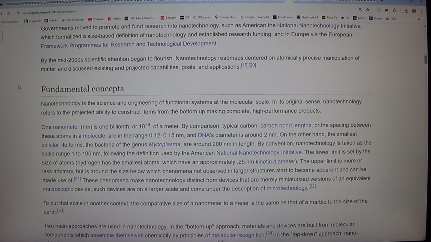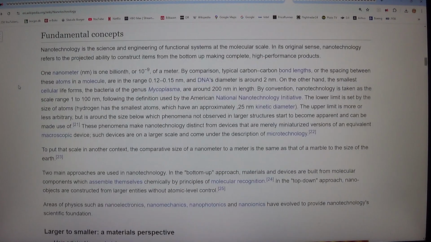Nanotechnology roadmaps centered on atomically precise manipulation of matter and discussed existing and projected capabilities, goals, and applications. Fundamental concepts. Nanotechnology is the science and engineering of functional systems at the molecular scale.